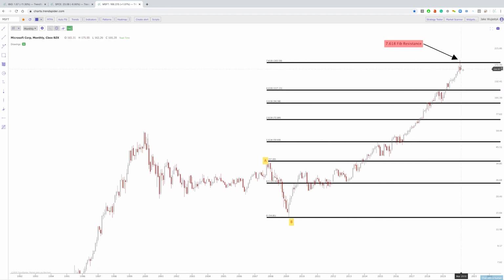Like, why did the price find resistance here? There was no trend line. We never had even been close to this price in the past. And so this is a great example of those extensions, especially the 0.618 extension, really showing these levels for you.